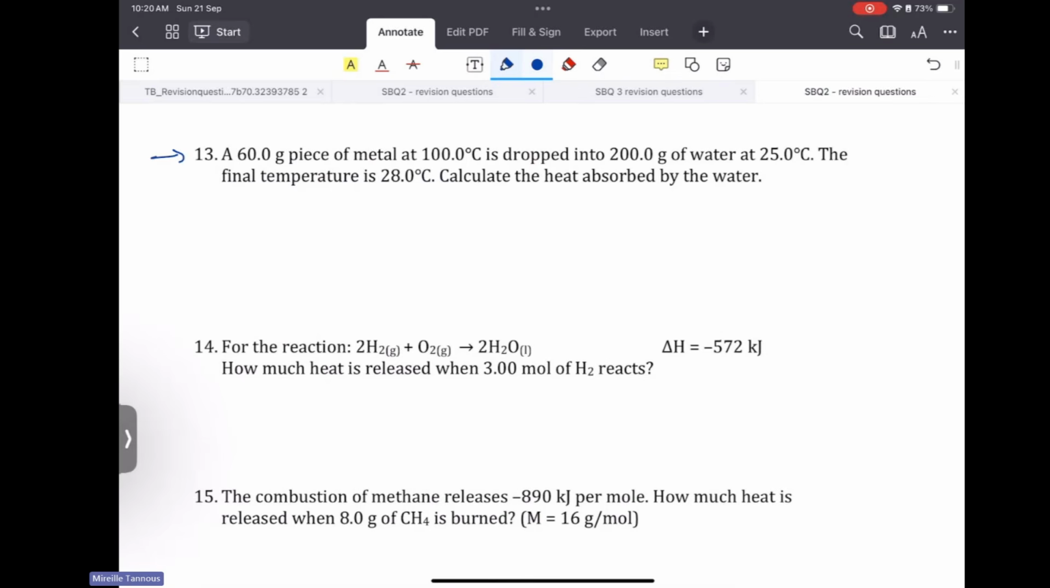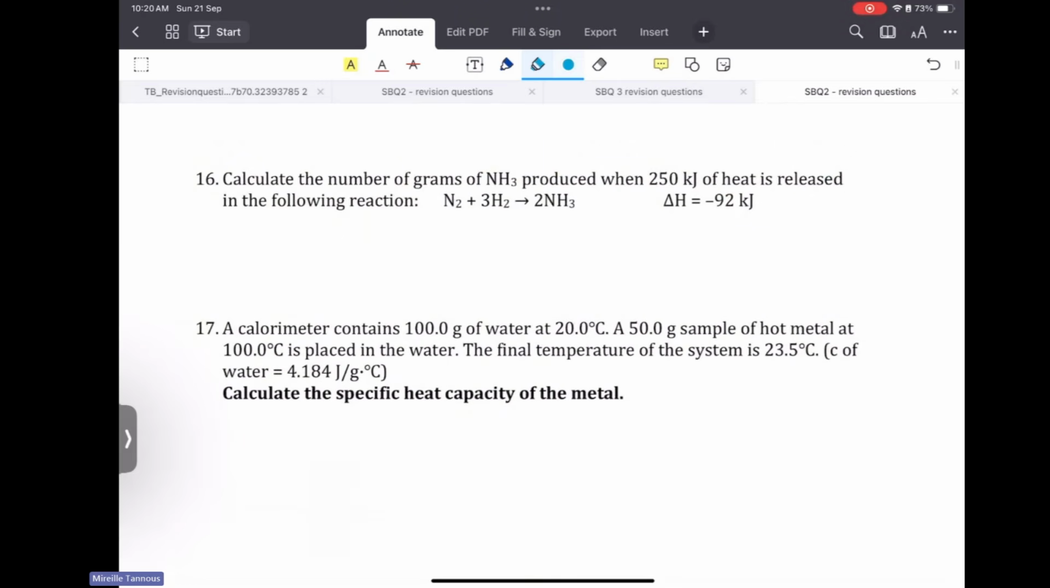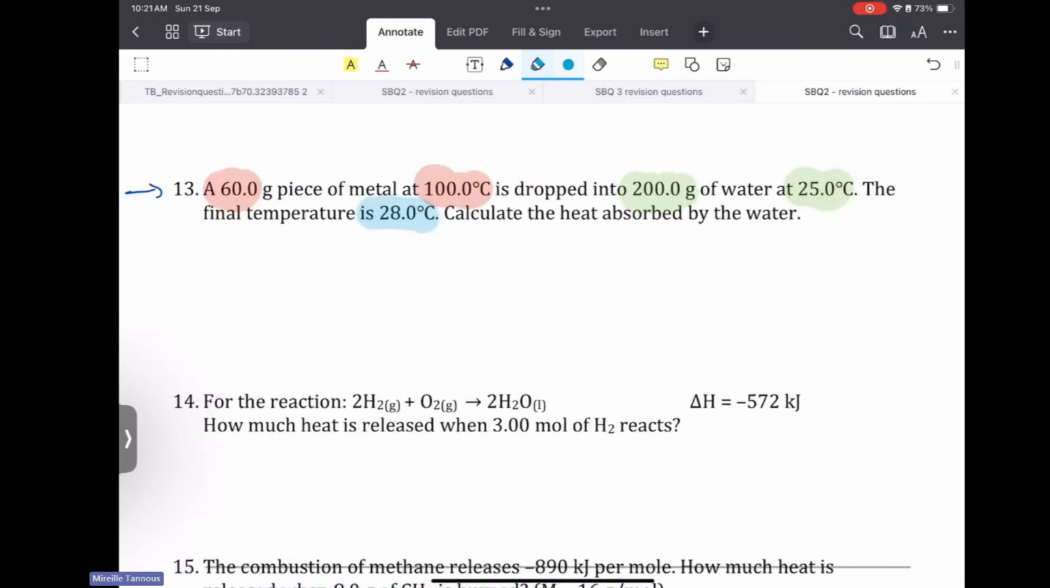Now, this is another type of question. A 60-gram piece of metal at 100 degrees Celsius is dropped into 200 grams of water at 25 degrees Celsius. The final temperature of both is going to be 28 degrees Celsius. Calculate the heat absorbed by the water. Now, this is a simple one. I have another one more complicated, which is this one over here, number 17. So I'm just going to do it step by step.